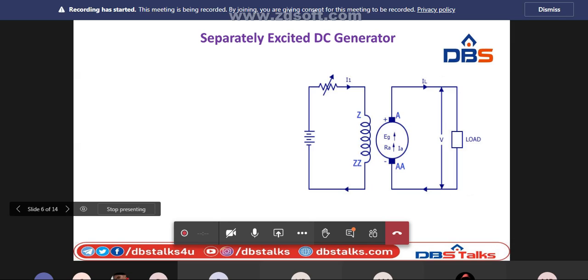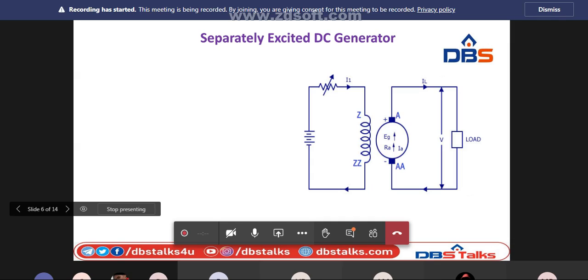The DC generator whose field winding is excited from an independent external DC source, such as a battery or it may be another DC generator also. A DC generator whose field winding is excited from an independent external DC source is called a separately excited DC generator. So look at the figure.